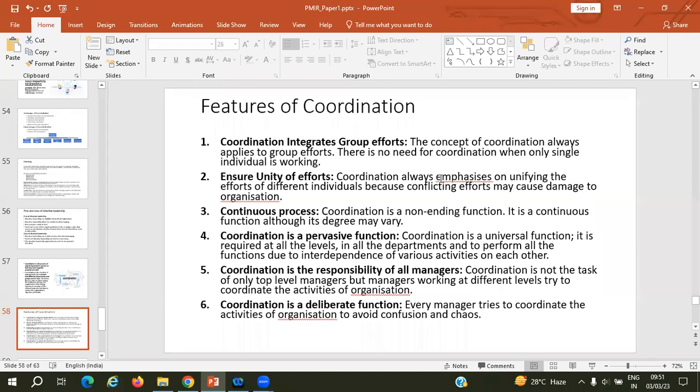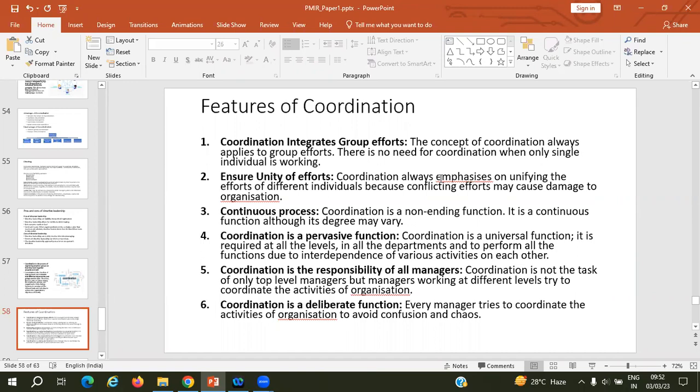So that is what is told in these features, in these principles. Coordination is a universal function or a global function. Everyone is related. All the dependent, interrelated people are related to these activities. Coordination is the responsibility of all managers. If you are thinking only one manager is responsible and others are not, then that is wrong. Everyone is responsible, everyone is putting in their effort and their share, and that is how things happen.